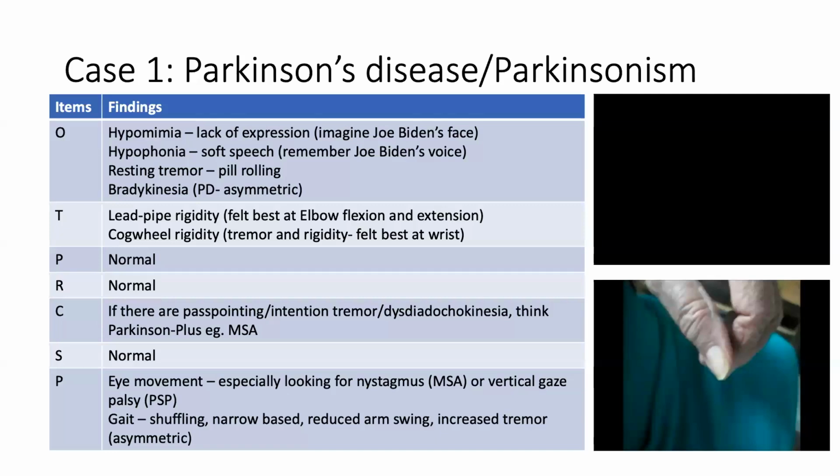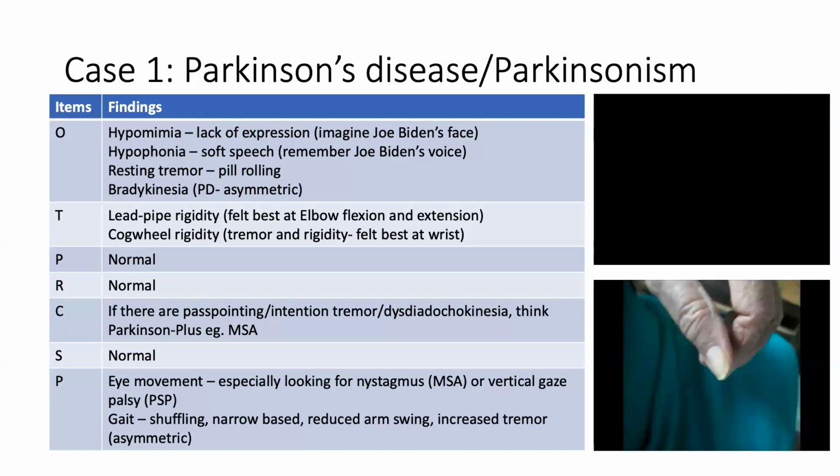Resting tremor, you can observe this from afar. Pill rolling tremor, and they're bradykinesic. Bradykinesia is not just when you elicit it, just see how they are generally in terms of their spontaneous movement. If they're trying to reach something, if they're trying to do something, they're quite slow in the way that they do things. So that's bradykinesia.